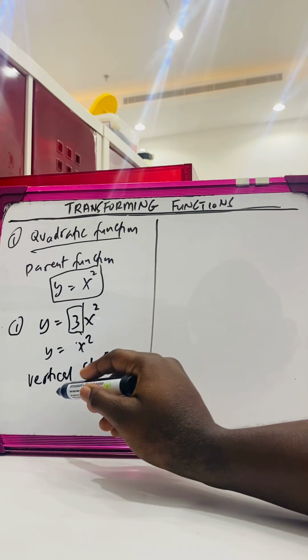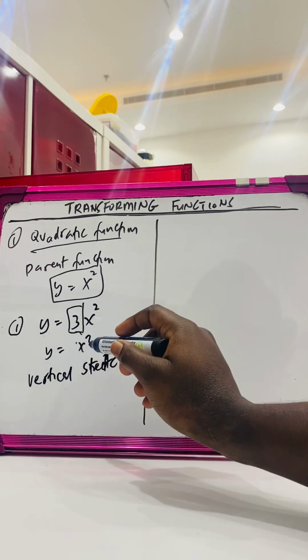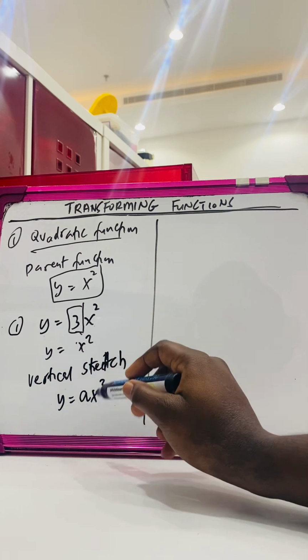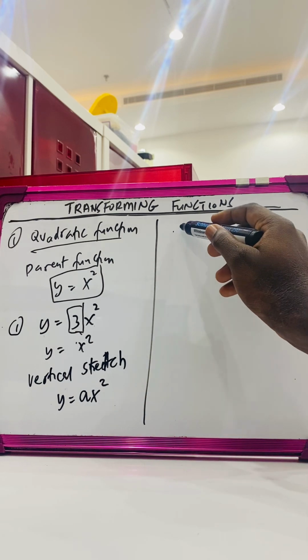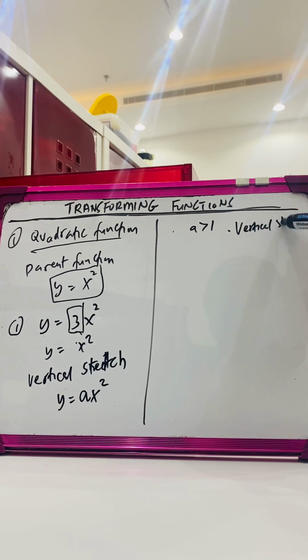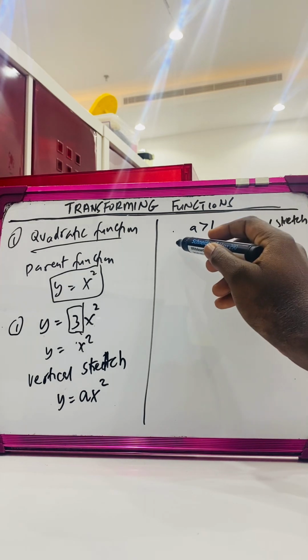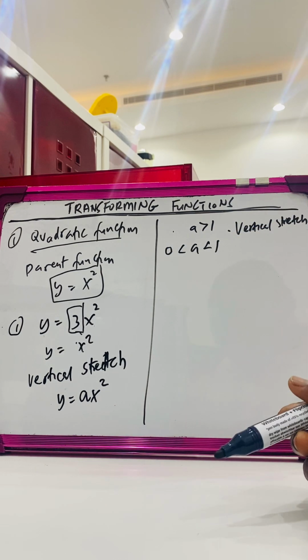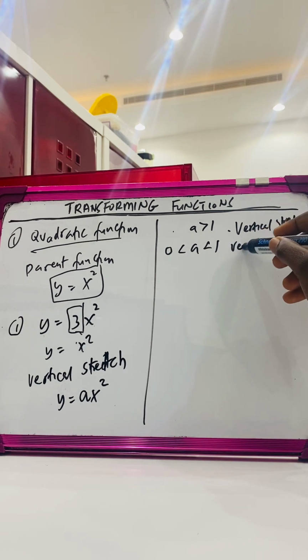So in general, we have vertical stretch or shrink when we have equations of the form ax squared. If this given a is bigger than 1, we always have a vertical stretch. But if a is between 0 and 1, that is like a fraction, a proper fraction, we say we have a vertical shrink. In other words, referred to as the vertical compression.